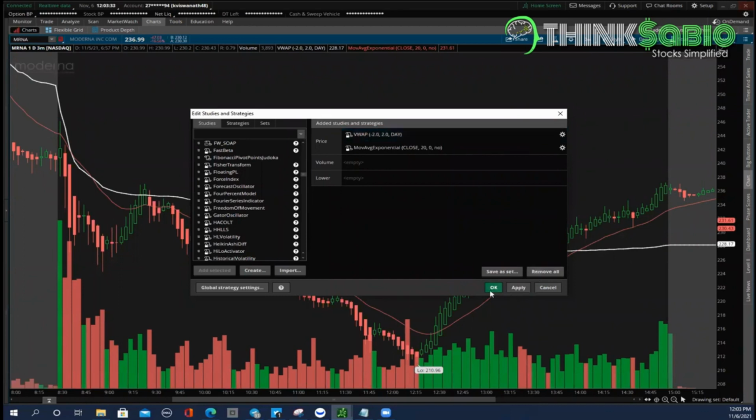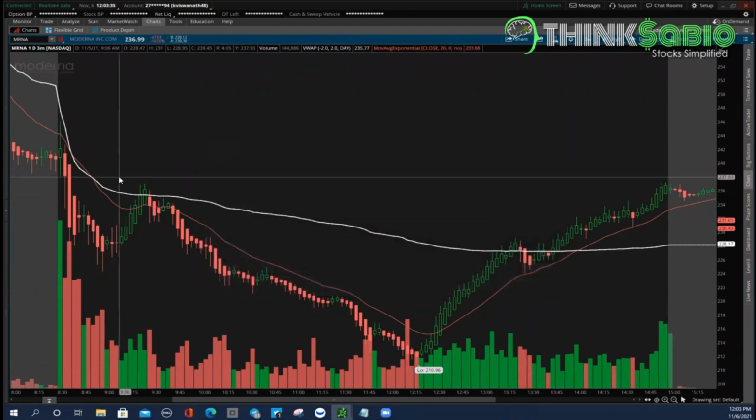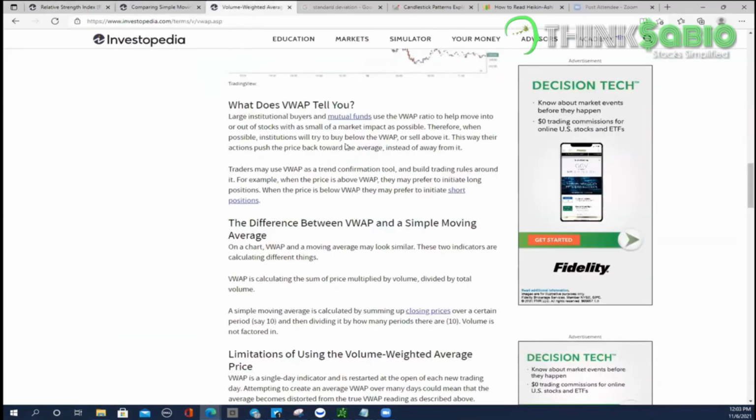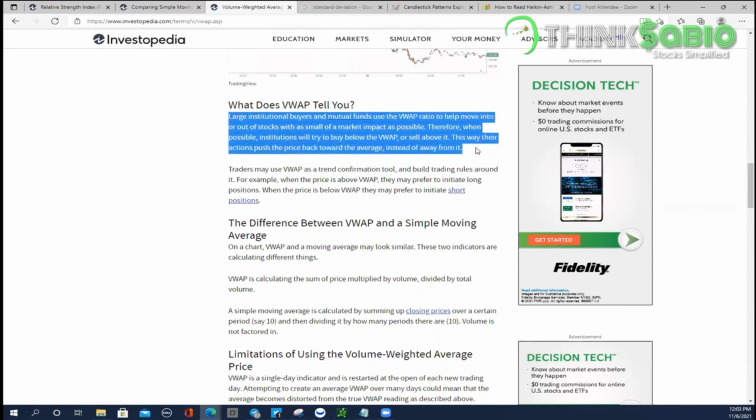So let's look at what VWAP is doing here. Let's go and see the textbook definition, if someone is interested. Basically, what VWAP does is it tracks the price and volume. And like you see here, large institutional buyers and mutual funds use VWAP ratio to help move into and out of stocks on any particular day.